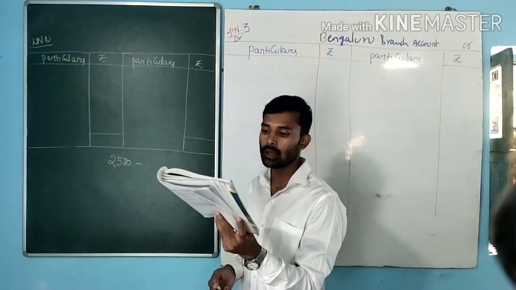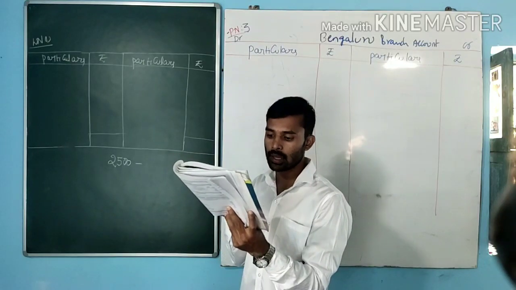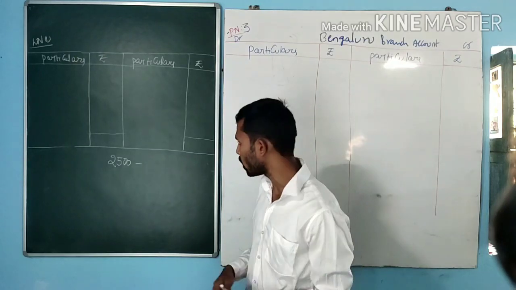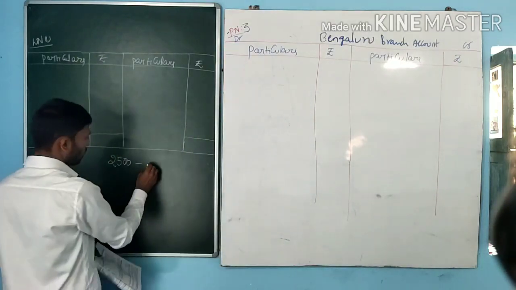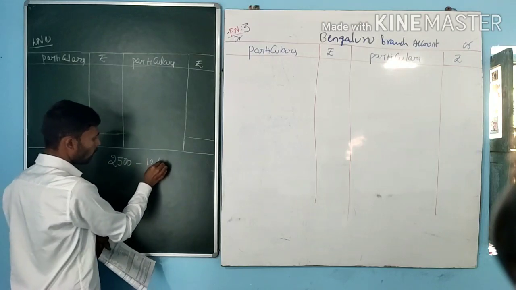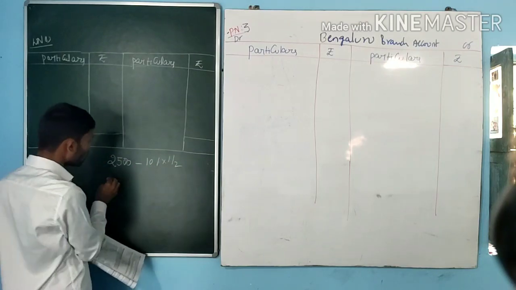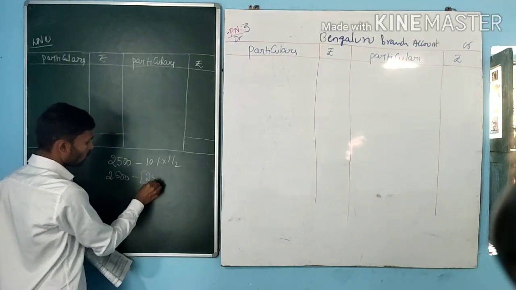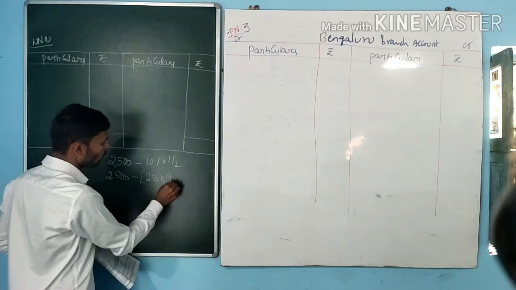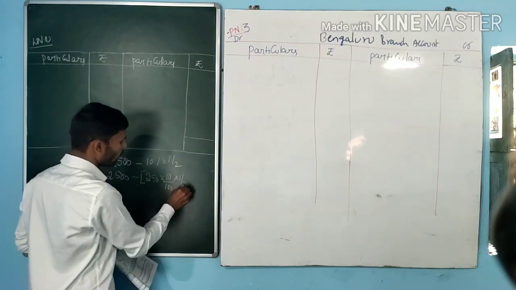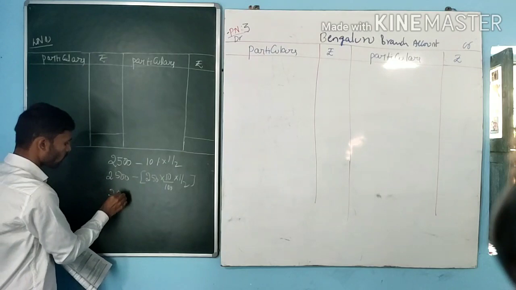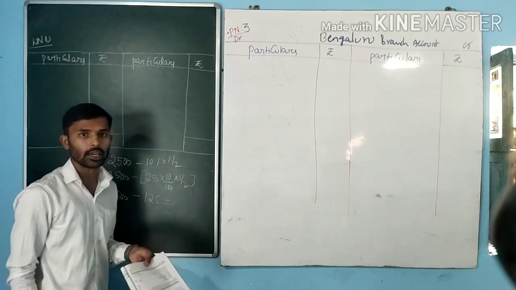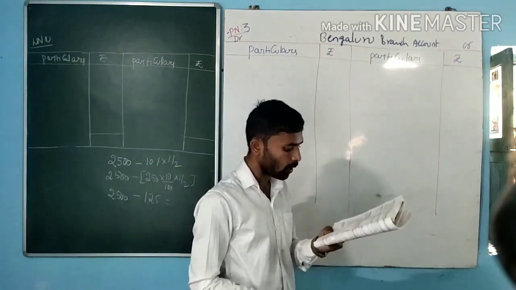You see, that is a closing stock, meaning they are ending the books of account on 30th September 2014 for half years. 2500 minus 10% into 1 by 2, that is 2500 minus 250 into 10 divided by 100 into 1 by 2, that is 125. 2500 minus 125, then the remaining amount you can write as the closing furniture at the branch.